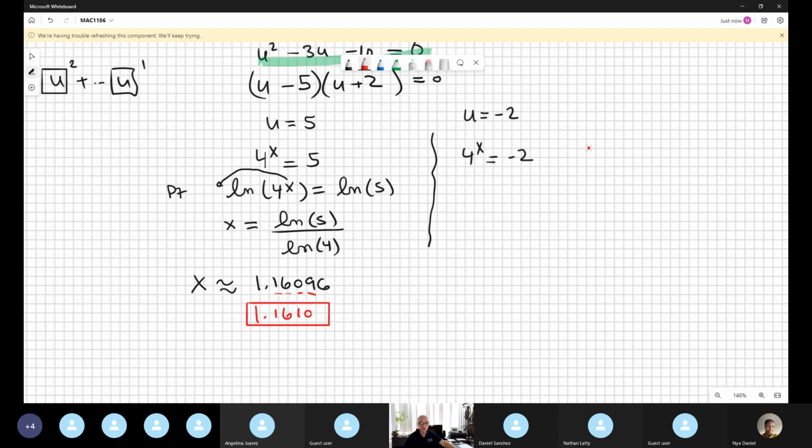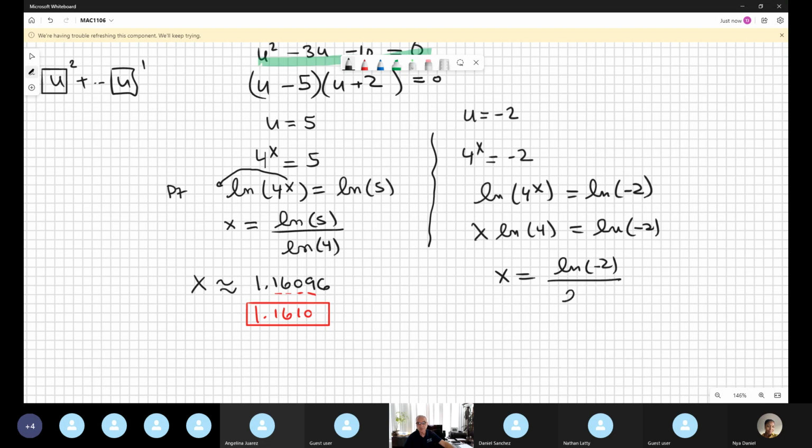Let's move into the second solution. In the second solution, we're doing exactly the same. You apply natural logarithm to both sides, or whatever you want. Natural log of 4 to the x equals natural log of -2. One more time, the x goes outside. So we have x times natural logarithm of 4 equals natural logarithm of -2. Therefore, x alone is natural logarithm of -2 divided by natural logarithm of 4.